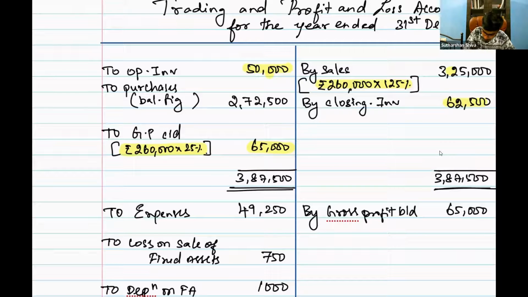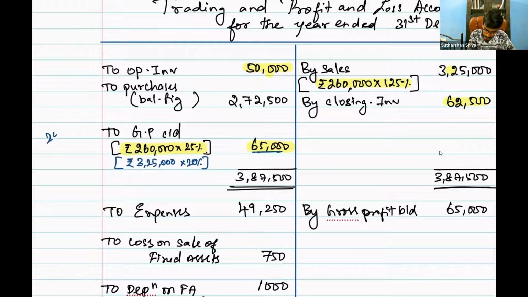Here, gross profit is 65,000. You will record it now. Here there are two ways for calculation. Either you can do 3,25,000 into 20%. What is this 20%, sir? 25% is on the cost, right? What it is on sale, you will find out. It is 20%. The 25 by 100 is on cost. In simple terms, cost plus profit equals sales. Cost is 100, profit is 25, so it becomes 125 over here.